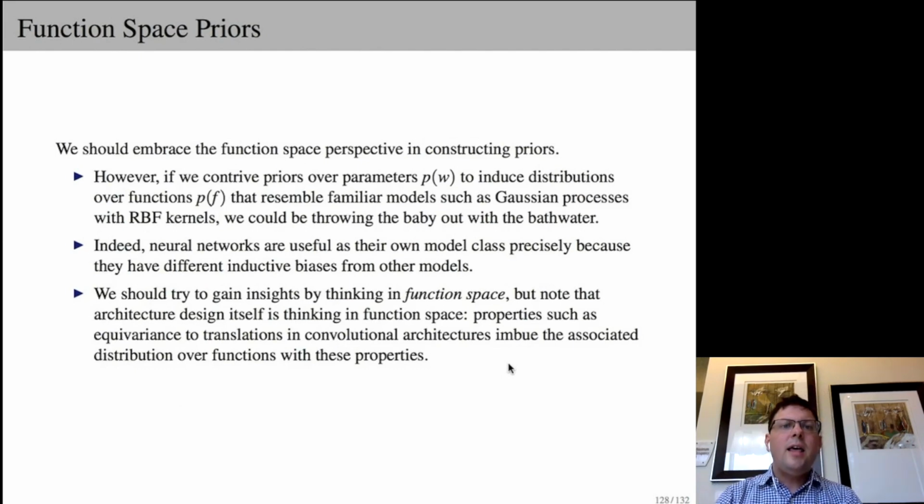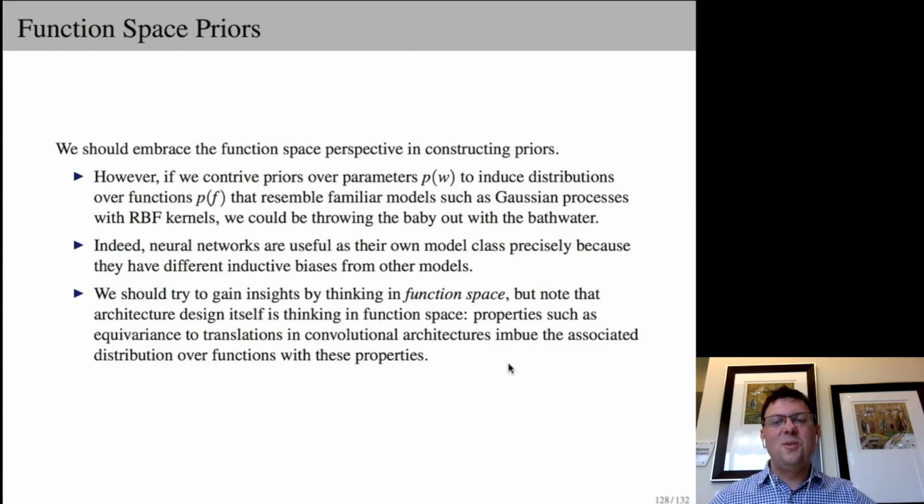Okay, so of course, having said all that, the priors in function space aren't going to be perfect by just having generic Gaussian distributions over parameters combined with functional forms of neural nets. And we can certainly do better. And I certainly embrace the function space perspective in constructing compelling priors for these neural nets. At the same time, we should be careful not to contrive priors over parameters W to induce distributions over functions that resemble familiar models, such as Gaussian processes with RBF kernels. We could be throwing the baby out with the bathwater in doing that.